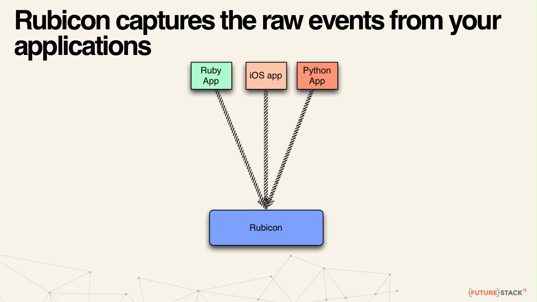And so that's what Rubicon does. Rubicon captures the raw events from your applications, from your Ruby app, from your iOS app, from your Python app. It just takes all of the raw events that are coming in from your application and stores it. And we have a nice UI that allows you to query that data, aggregate it, and visualize it.